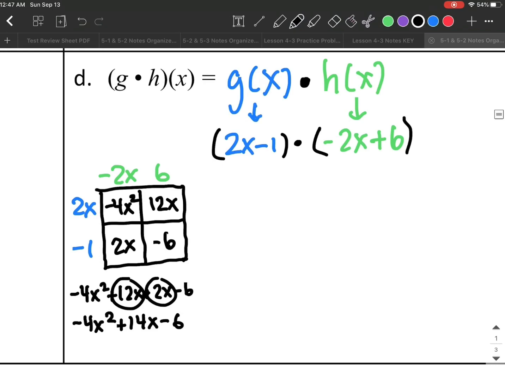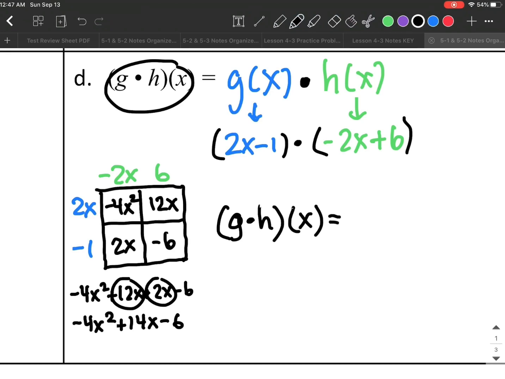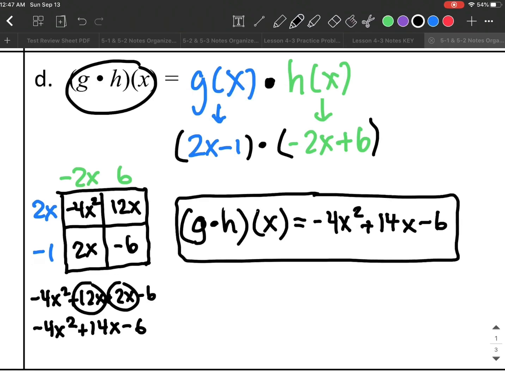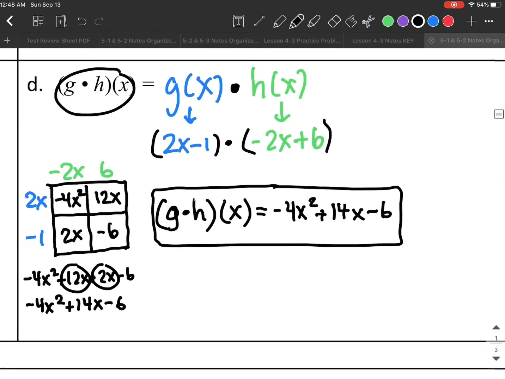So I'm just going to rewrite what I have up here. I have g times h of x is equal to that expression, so negative 4x squared plus 14x minus 6. And that's my answer. Now looking at that expression, if I have y is equal to negative 4x squared plus 14x minus 6, I know I have x to the second power, which automatically tells me that I have a parabola. So this is a parabola, not a line this time.